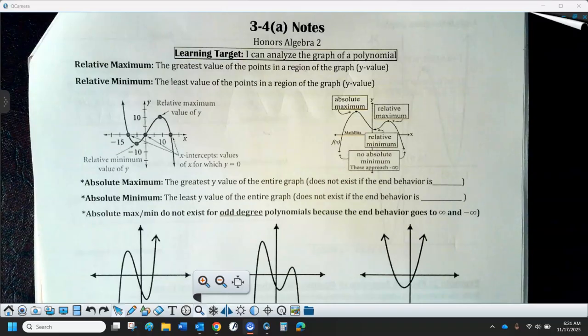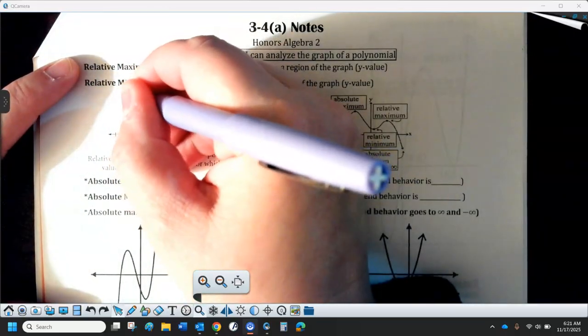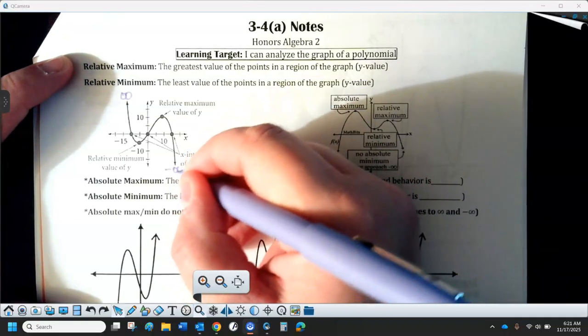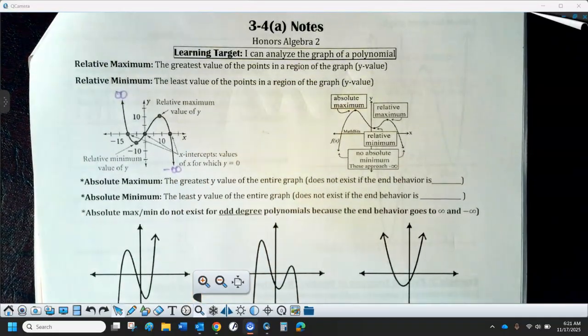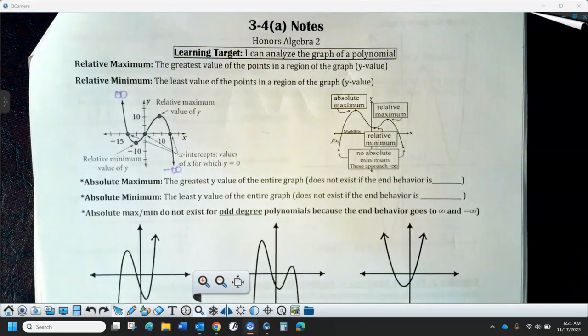So sometimes a polynomial, like the first picture here, this is obviously an odd degree because I'm going opposite directions. One end goes up to positive infinity. The other end goes to negative infinity, so we really don't have a maximum or minimum because this is going up forever, this is going down forever. So we have what we call these relative maximum and minimum.